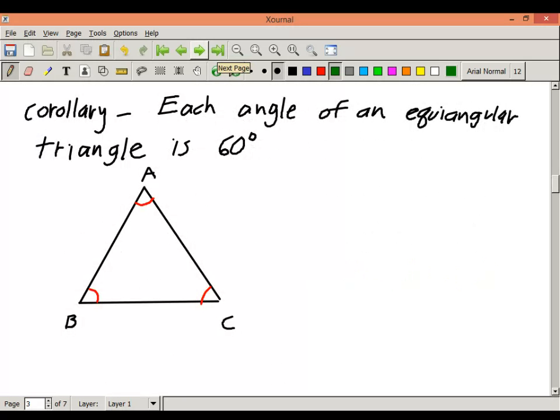Here's another corollary. Each angle of an equiangular triangle is 60 degrees. Remember that equiangular means all the angles of that triangle are equal. So now we know that all three angles add up to 180. And if they're all equal, wouldn't it be 180 divided by 3 to give you 60 degrees for each of the angles? So for an equiangular triangle, each angle is 60 degrees.